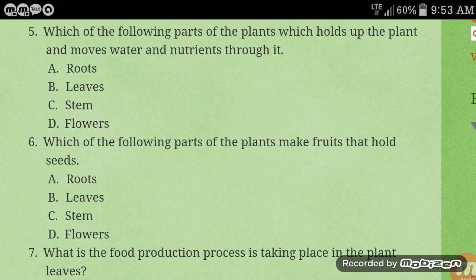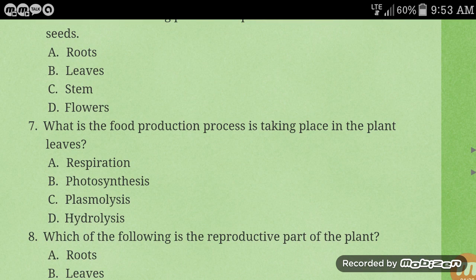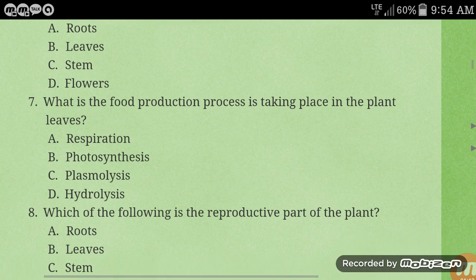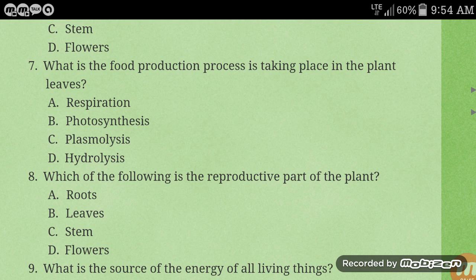Next one, which of the following parts of the plants make fruits and hold seeds? So it is what? Flowers. Okay, so flowers make fruits and hold seeds. Next one, which food production process is taking place in the plant leaves? It's photosynthesis. Respiration is the process of converting the sugar into energy, and also the exchange of gases.